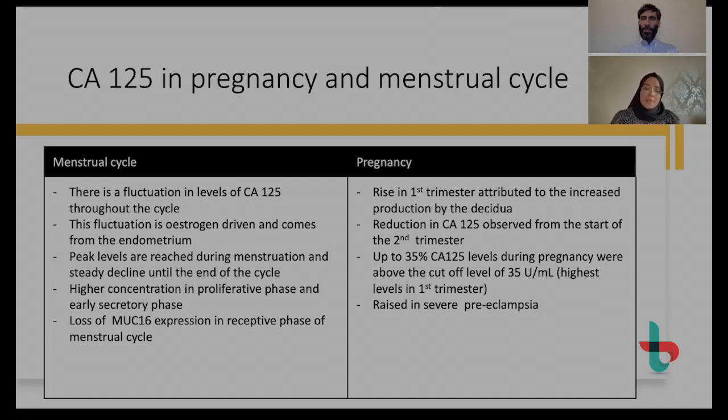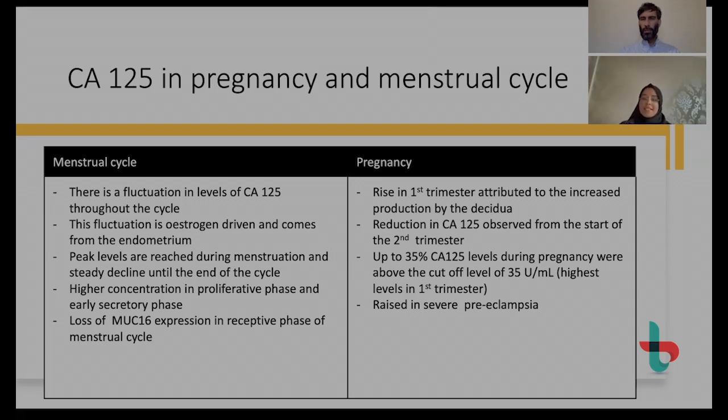In terms of interpretation of the CA125 levels, it's advised that we interpret it from the second trimester onwards using the normal cutoff level of 35 units per litre, because it's observed that up to 35% of CA125 levels above that level are seen in pregnancy, so we should interpret it with caution.